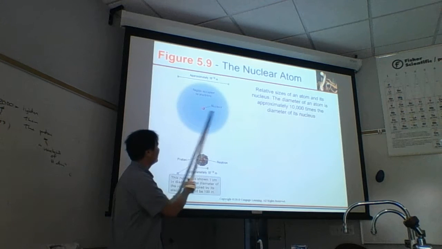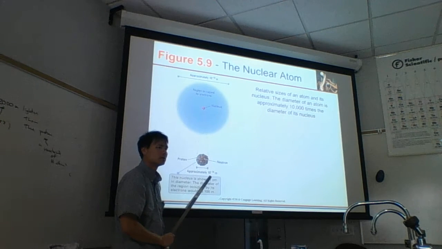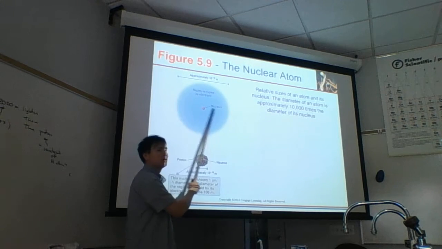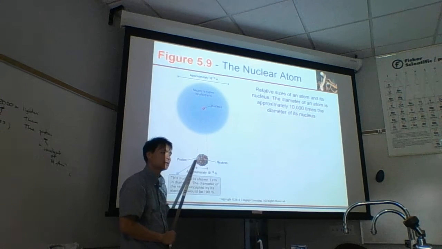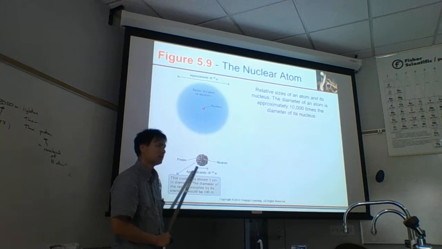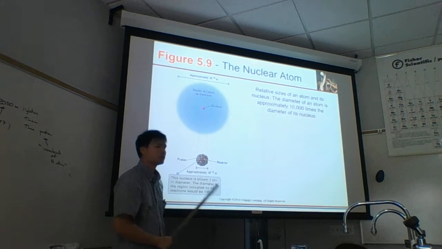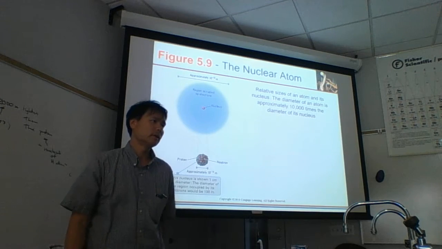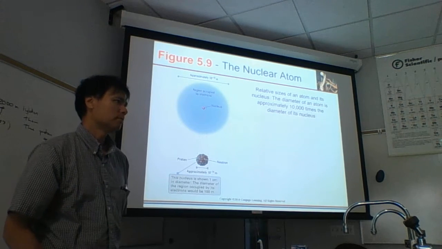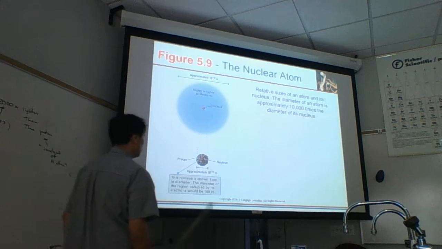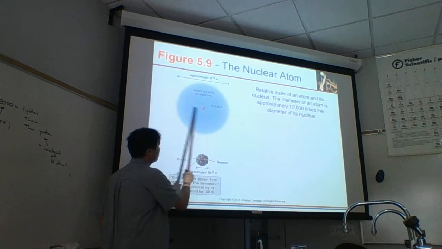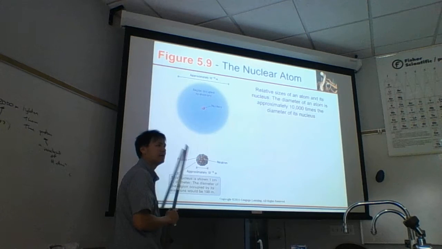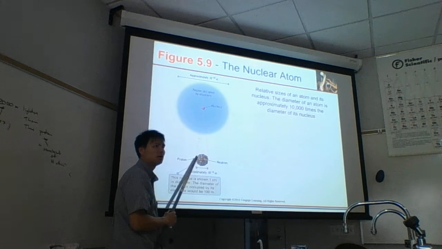If the atom is 100 picometers, how many picometers is the nucleus? Take 10 to the minus 14 meters and convert that to picometers. What would it be? 0.01. So 0.01 picometers. This is 100 picometers, this is 0.01. It's 10,000 times smaller.